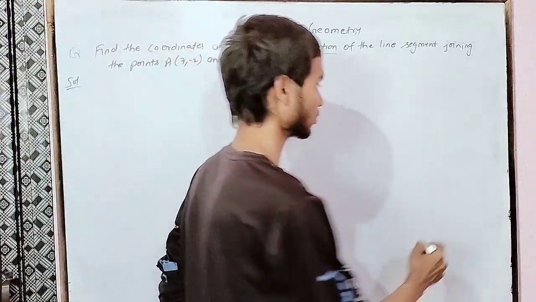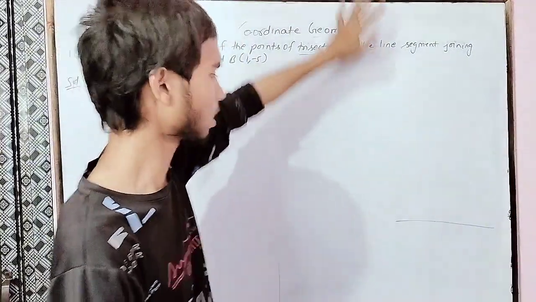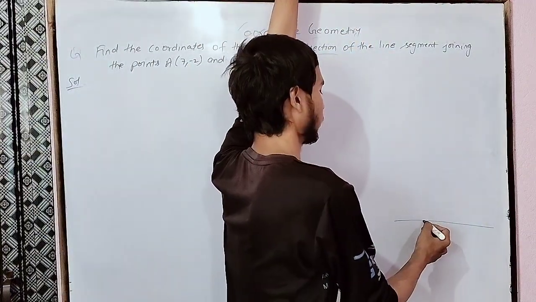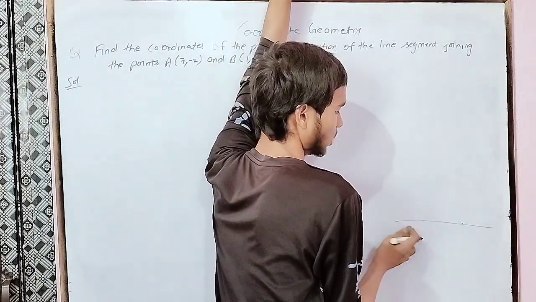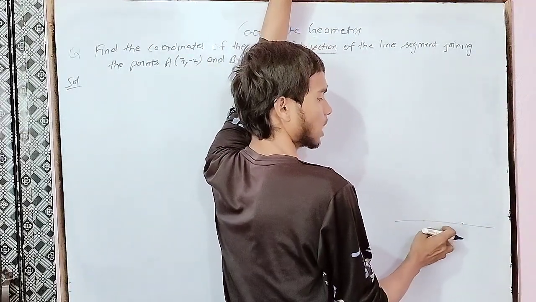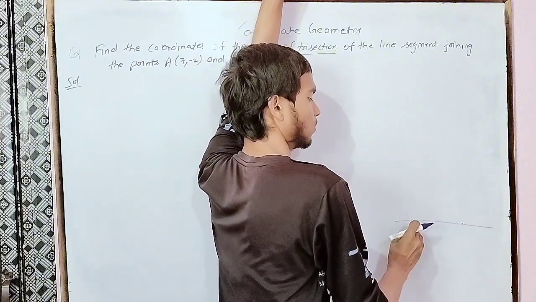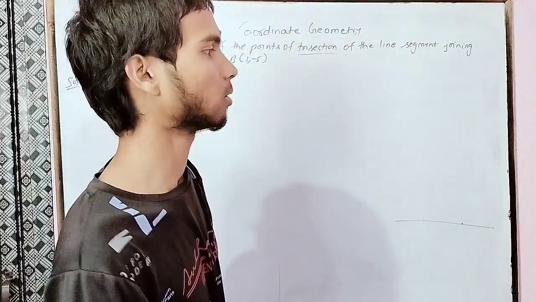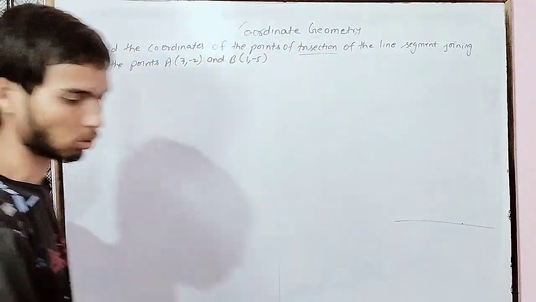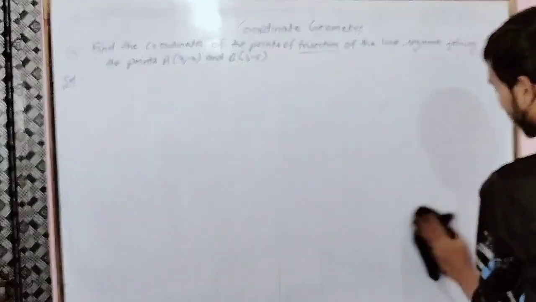Same here, trisection: a trisector point will divide the line segment into 3 parts. So the measure of this part will be equal to this, and the measure of this part will be equal to this. So the measures of these 3 parts will be equal to each other, not different. Okay, this is the meaning of a trisection.